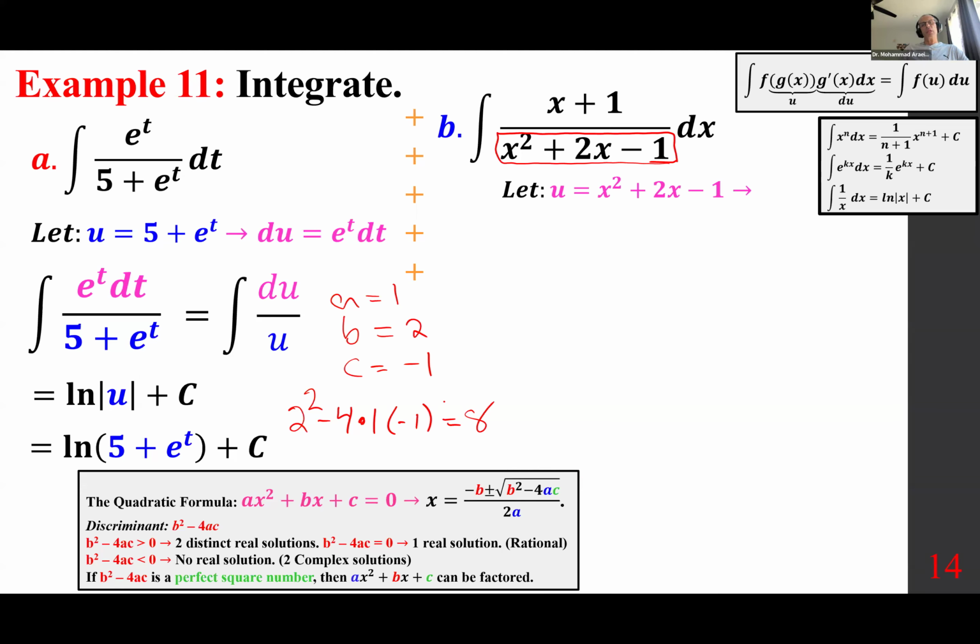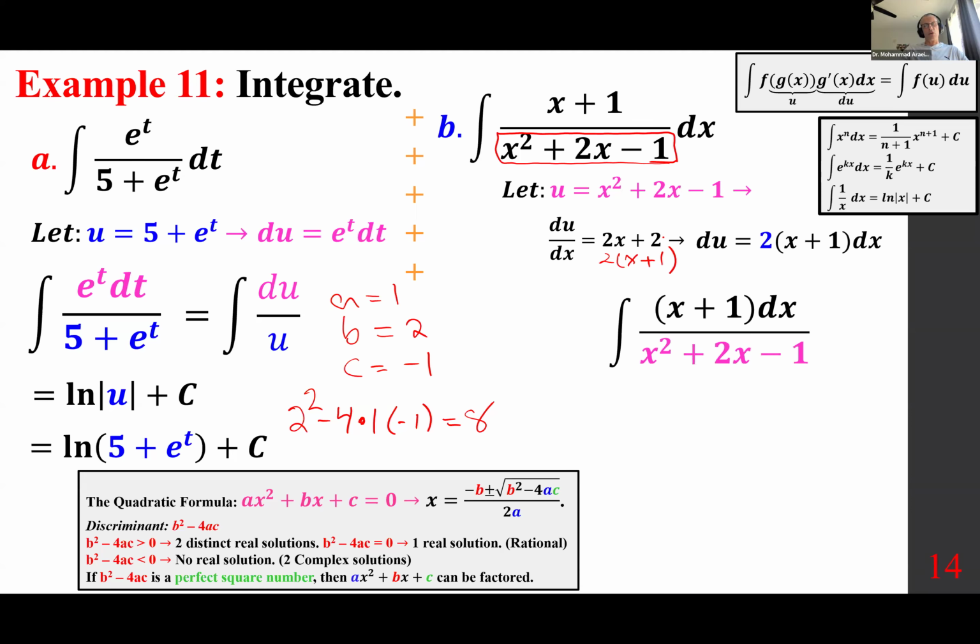Notice if we differentiate, we get 2x plus 2. So du dx is 2x plus 2, and I can factor the 2 out. Therefore, du is the same thing times dx. We're going to rewrite the fraction such that dx is at top, always is at top. And we notice number 2 is missing here.